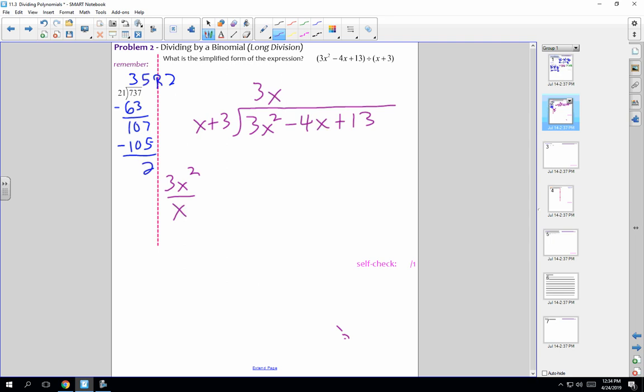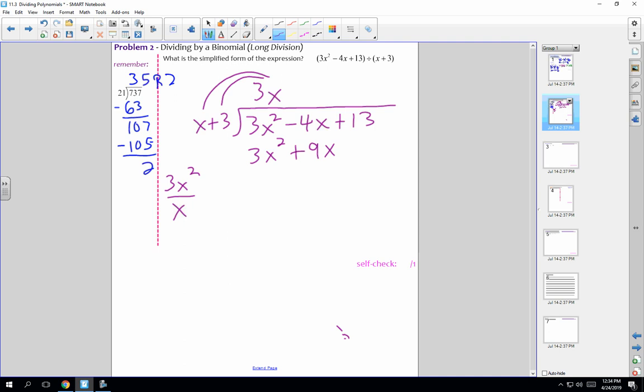Okay, next step is just like what you did on the long division over here. You take 3x times x, which is 3x squared. Then you do 3x times 3 because of the distributive property, which is 9x. So this is where it differs. There are 2 terms. First I did the first term into the first term to get the 3x. But then I have to distribute the 3x to each of these.